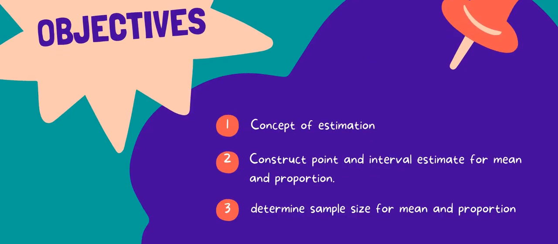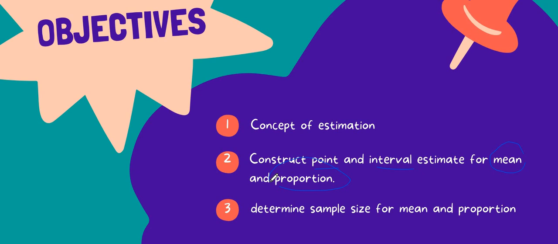So class, before we go to the content, this is the objective. At the end of this chapter, you need to understand the concept of estimation itself, and after that you will be able to construct point and also interval estimate. They have two: first is point estimate and the second one is interval estimate. You will find point and interval estimate for mean and also for the proportion.